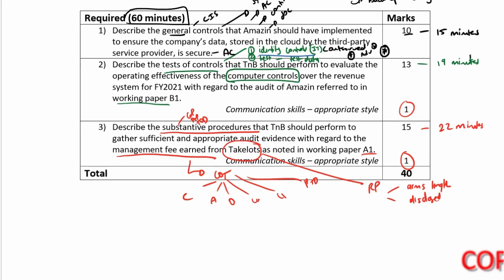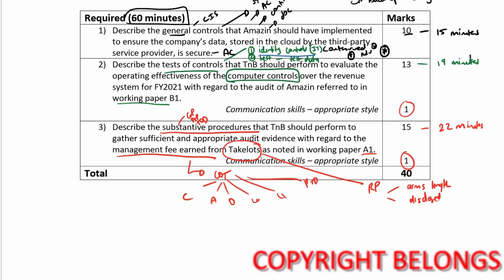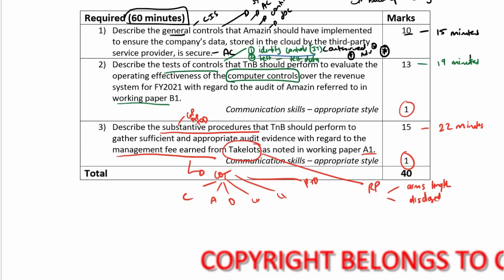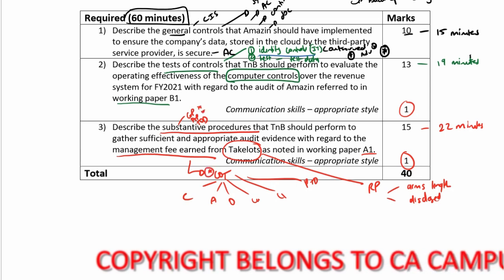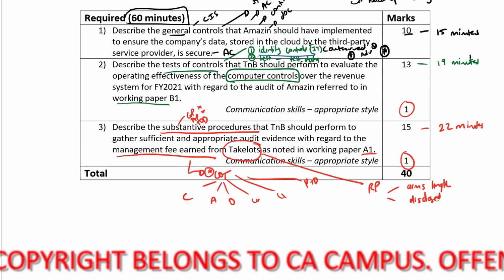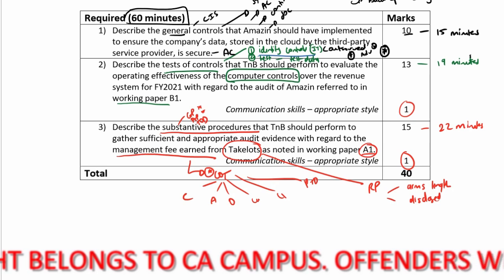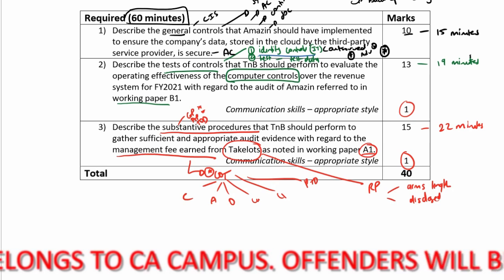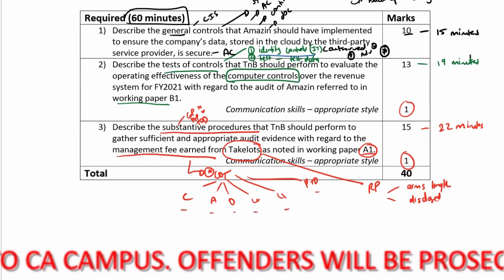Question 3, we're looking at the substantive procedures for the management fee earned from a related party. So guys, I want to first of all start by putting down general, analytical, and the headings for my assertions. Once I've done that, I can then go into my scenario, working paper A1, to find out a little bit more about the management fee earned, and then start putting down the procedures for each of my assertions.